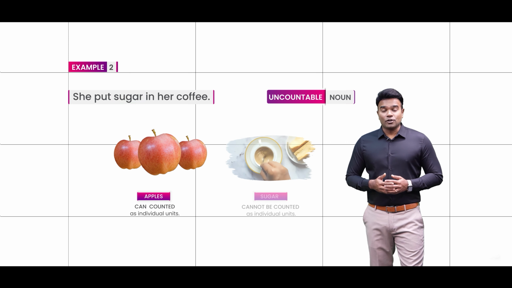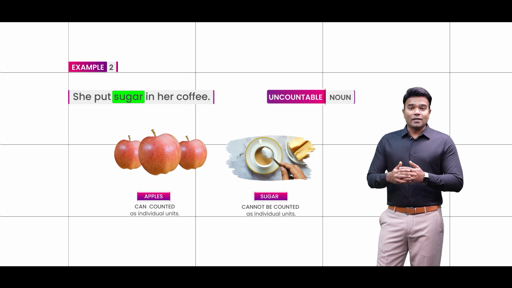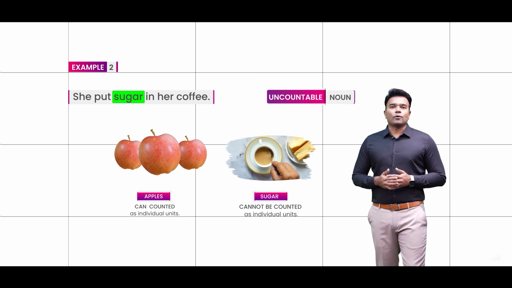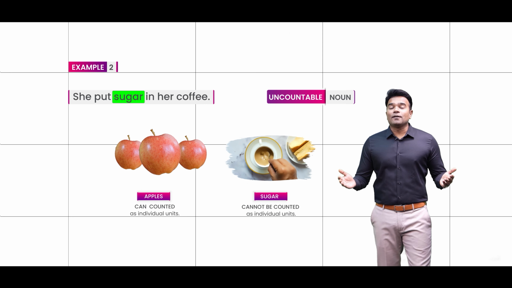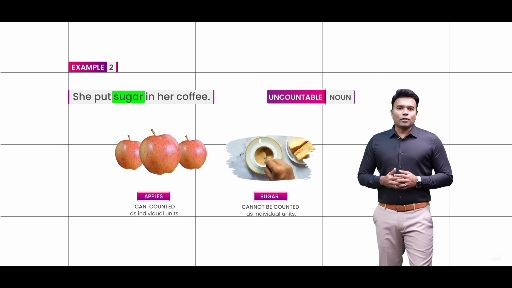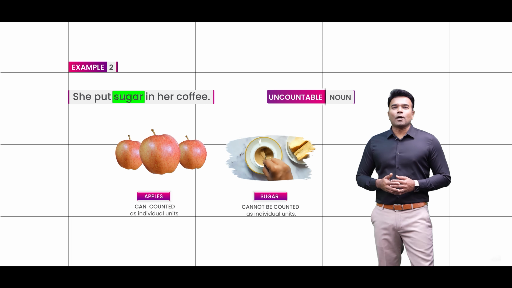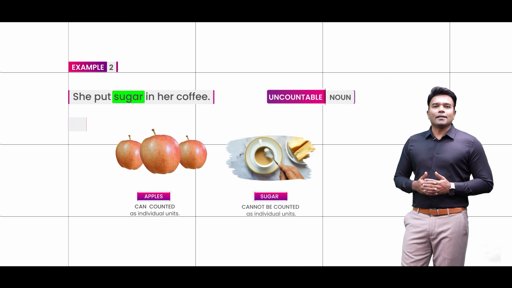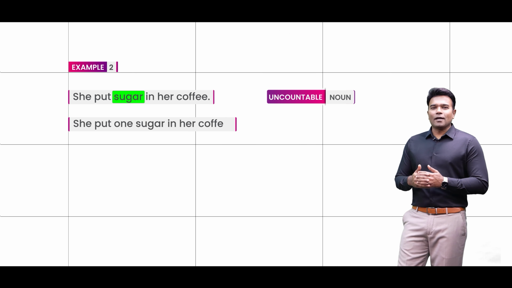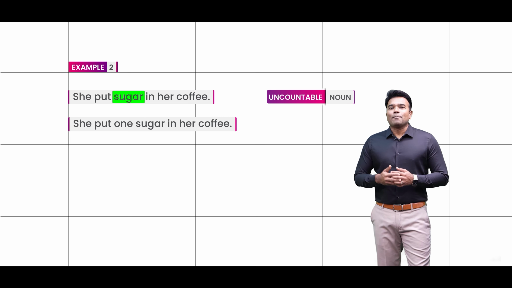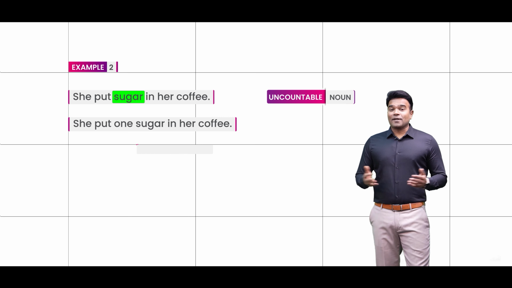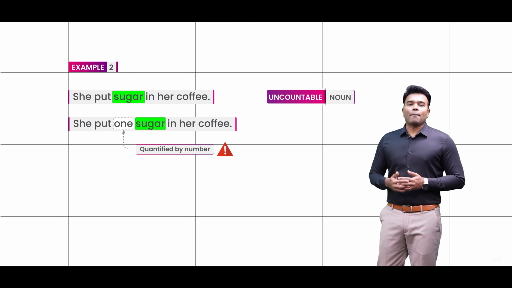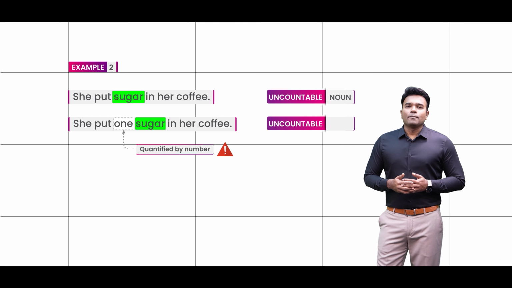But then here sugar is a concrete noun, but it is not a countable noun because it cannot be counted as individual units. Since it cannot be counted as individual units, you cannot quantify it like this. The sentence "She put 1 sugar in her coffee" is obviously meaningless because we cannot use a number to quantify sugar, since sugar happens to be an uncountable noun.